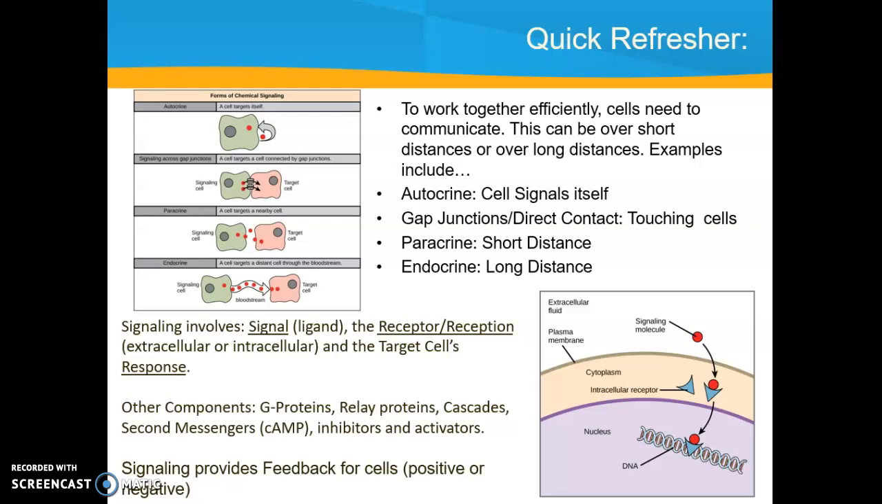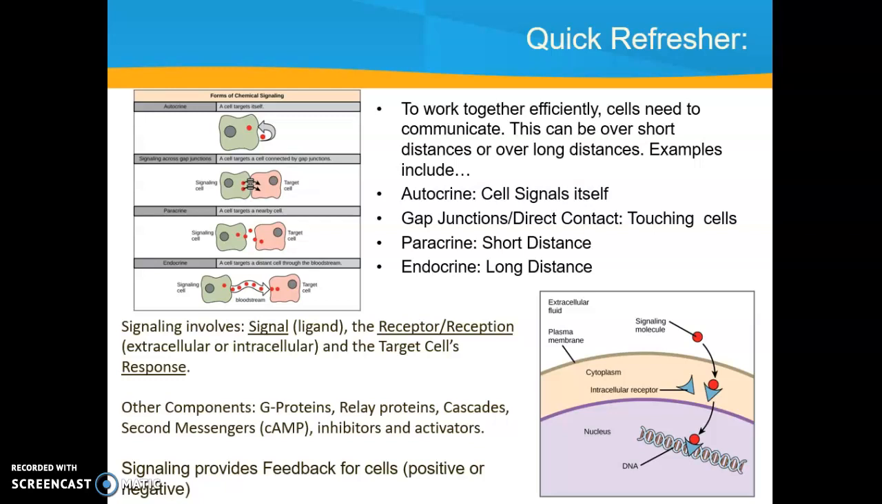Different types of direct contact we can call gap junctions, where the cells are actually attached to each other, and one cell can send a signal through that gap junction to the other target cell and talk to it. Paracrine signaling is when cells are close to each other but not necessarily touching. That's short distance. And then long distance, think of the endocrine system, where hormones and signaling molecules are sent from one part of the body, such as the thyroid, and travel through the bloodstream a long distance to the different target cells.